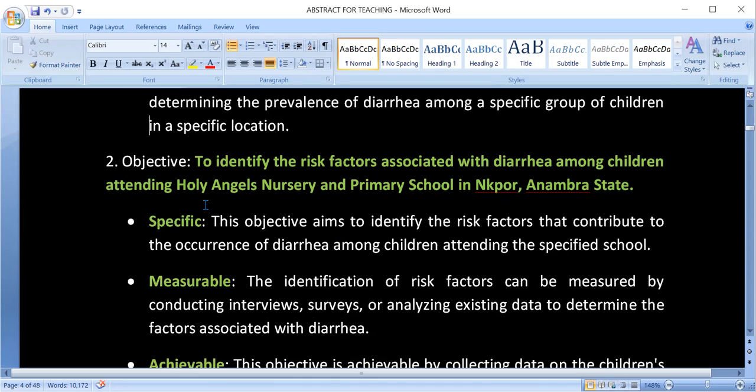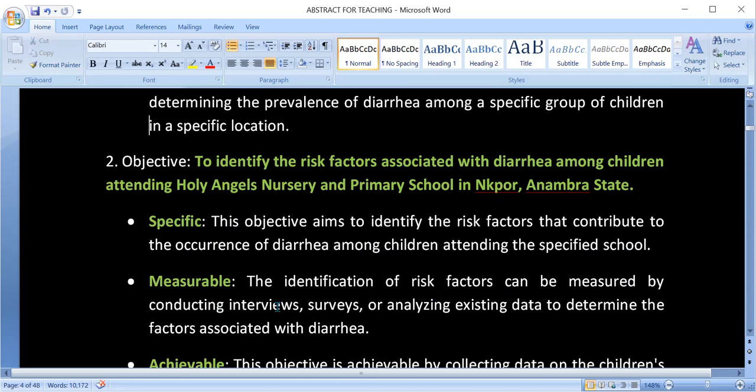Then let's also look at objective 2. Associated with diarrhea among children attending school in Anambra State. Is this objective specific? Yes, this objective is specific. It aims to identify risk factors that contribute to the occurrence of diarrhea among children attending this specified school. So therefore, it is specific.